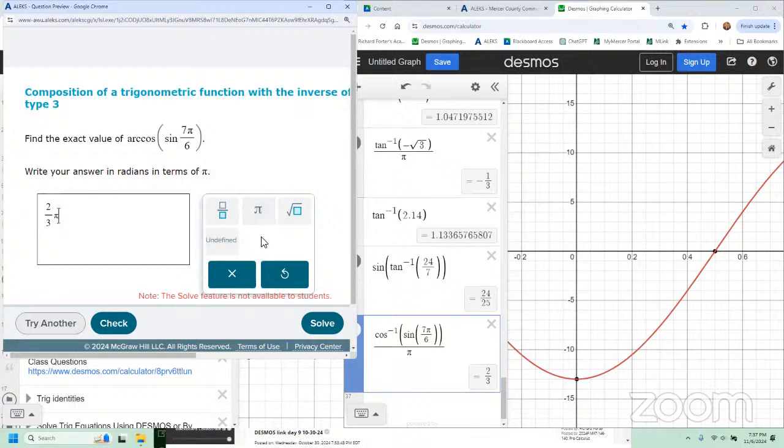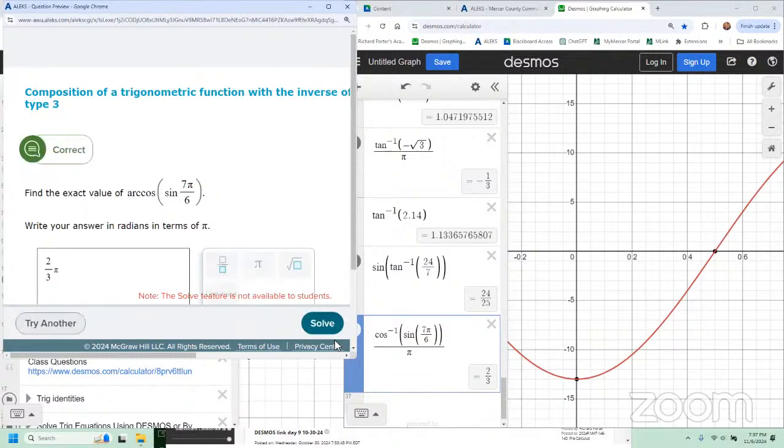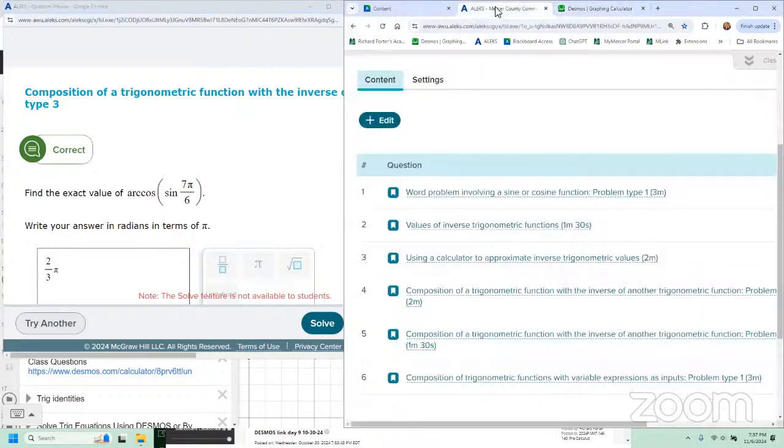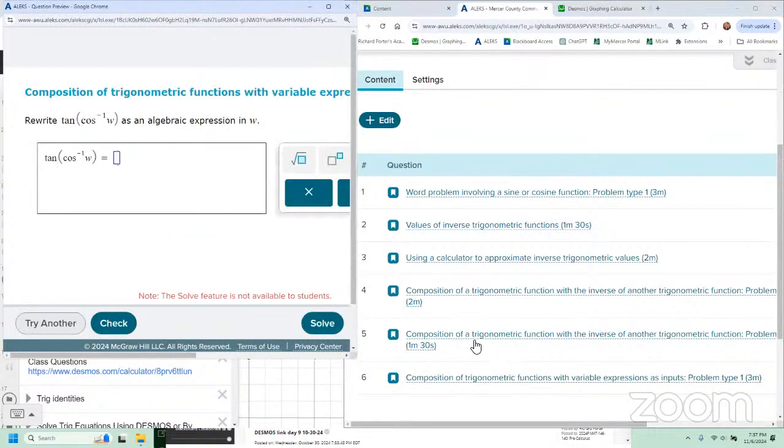2/3 pi. Thank you. Okay. Easy, easy, right? Are those easy? The last one's not going to be so easy. The last one is the one where you can't just plug it in. You have to understand what we're doing here. All those other ones you're just plugging in. This one, I have to show you some work for.